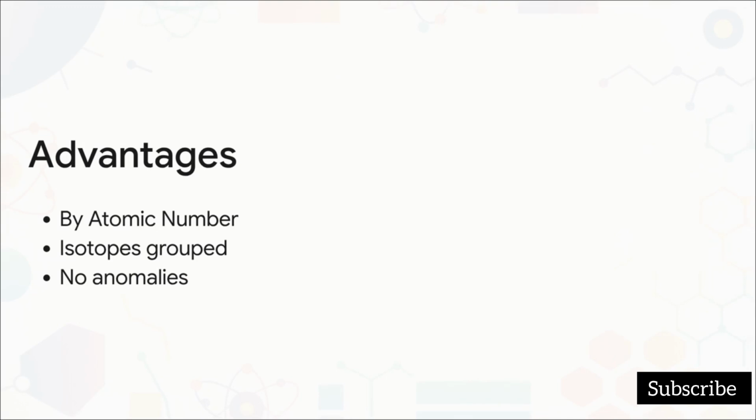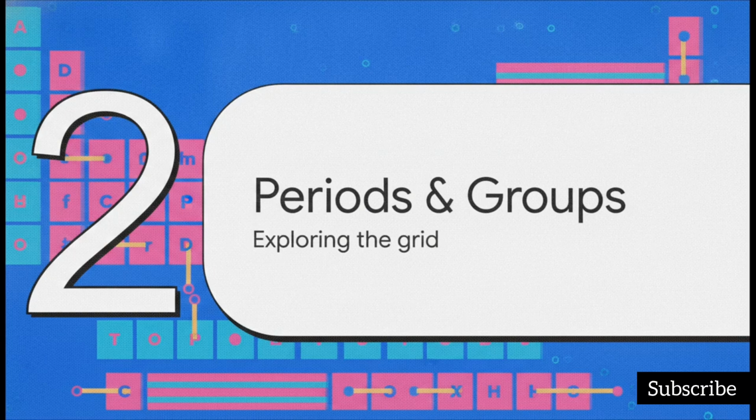Because elements are now arranged by atomic number, everything just falls perfectly into place. For instance, all isotopes of an element logically occupy the exact same position now, since they share the same atomic number. Plus, those tricky anomalous pairs from Mendeleev's time, like cobalt and nickel or tellurium and iodine, just disappeared entirely under this new system. Moving on to Part 2, periods and groups explained.